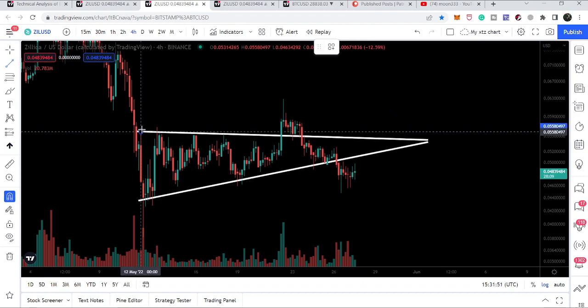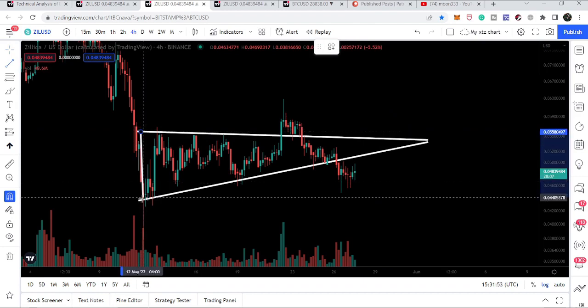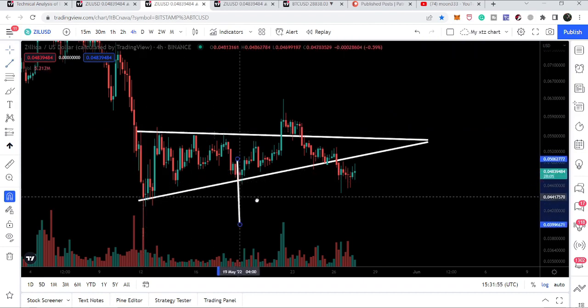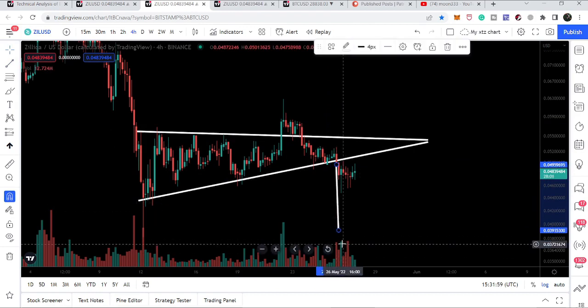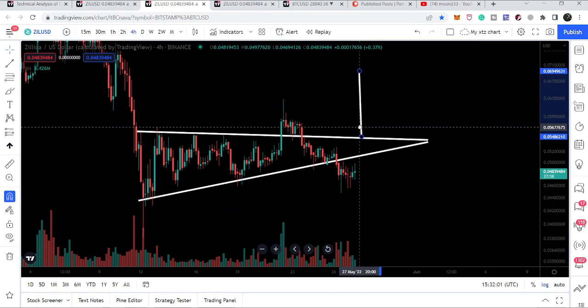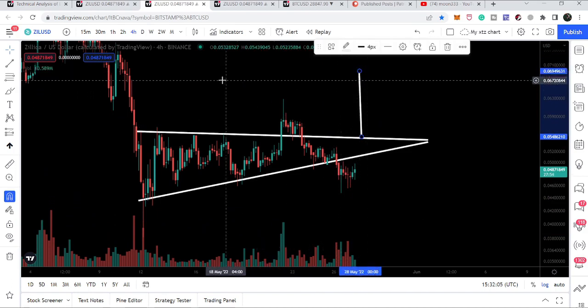However, if we take a look at the target to the downside after this breakdown, then our target to the downside is approximately at 3.9 cents. And for example, if it re-enters and breaks out the same triangle, then approximately at 7 cents it can move.